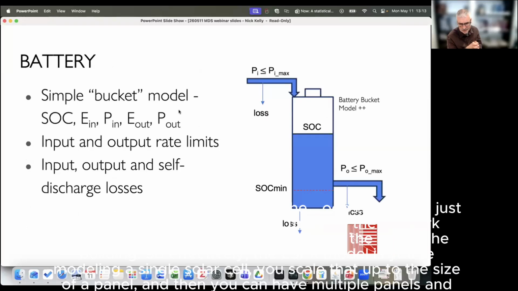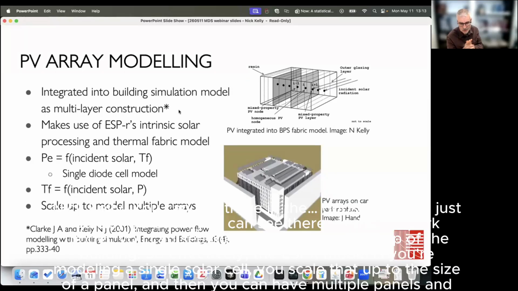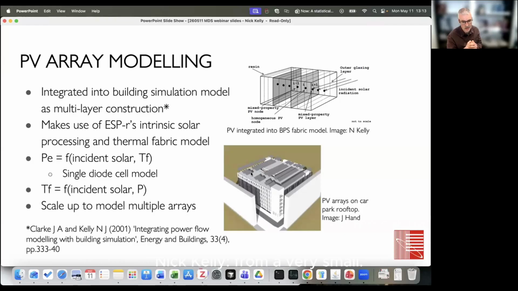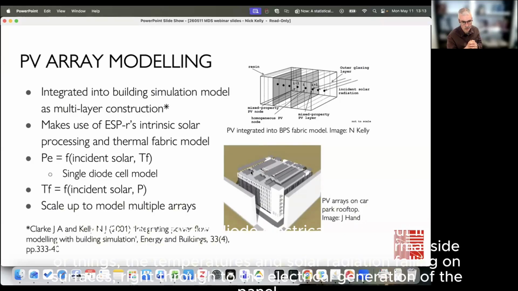You can see there, if we can just quickly go back, on the car park model, you can see the solar arrays on the top of the building. So effectively, the ESP-r model is you're modeling a single solar cell. You scale that up to the size of a panel, and then you can have multiple panels in surfaces. So you can have very large solar arrays modeled from a very small single diode electrical model. It allows you to couple the thermal side of things, so temperatures and solar radiation falling on surfaces, right through to the electrical generation of the panel.